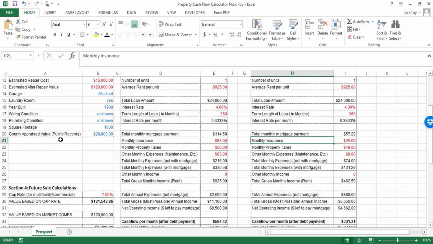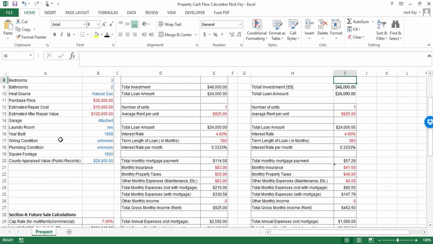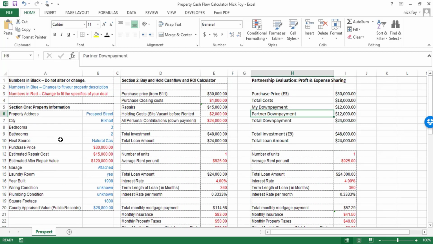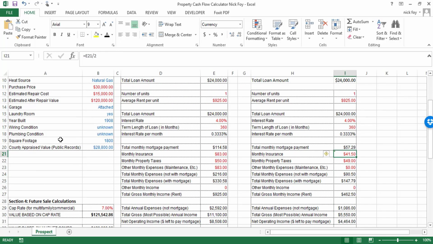You're going to be responsible for half the monthly insurance. So what I would do is put in a formula here where it takes this cell and divides it by 2. So you're going to be responsible for $41.50. But depending on what kind of share of revenue you're getting in a partnership deal, that could differ. So I'm not going to put those formulas in. You could just manually calculate everything. So we'll plug in $41.50 here. Dividing property taxes up, you're responsible for $25. And then here we're responsible for $41.50.